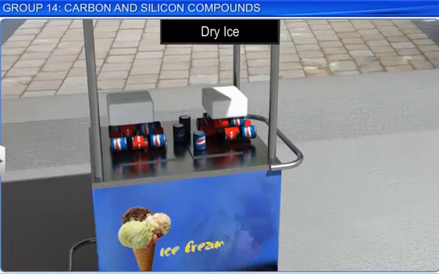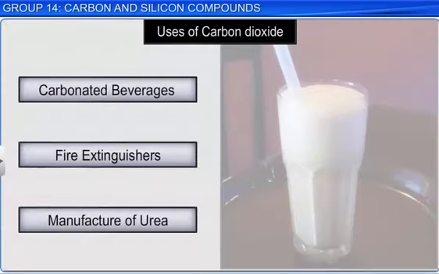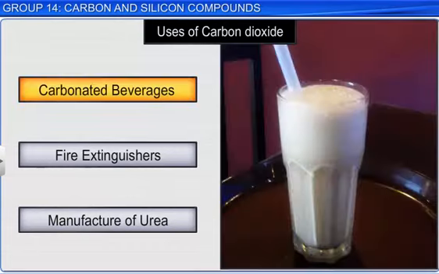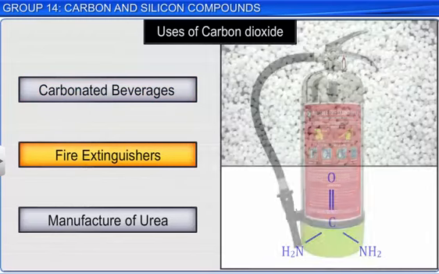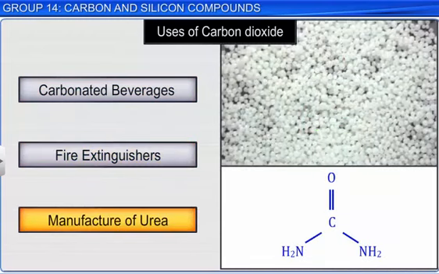Carbon dioxide has many uses. It is used to prepare carbonated beverages. Because it is heavy and does not support combustion, it is used in fire extinguishers. It is also used in the manufacture of urea, CN2H4O.